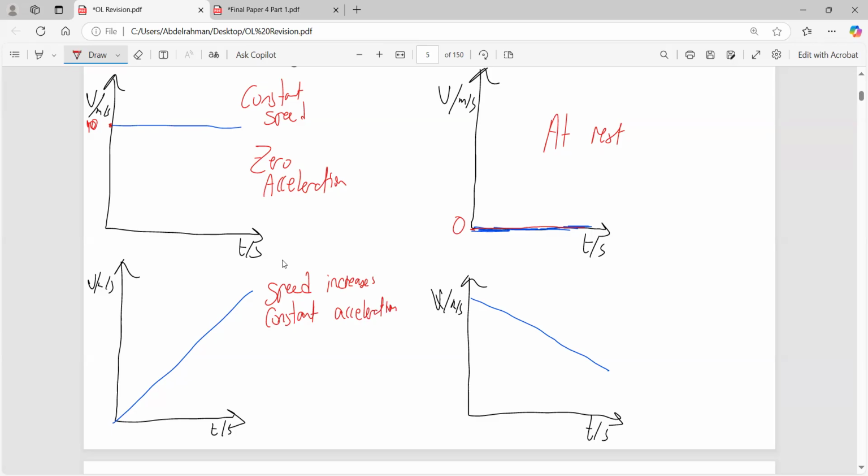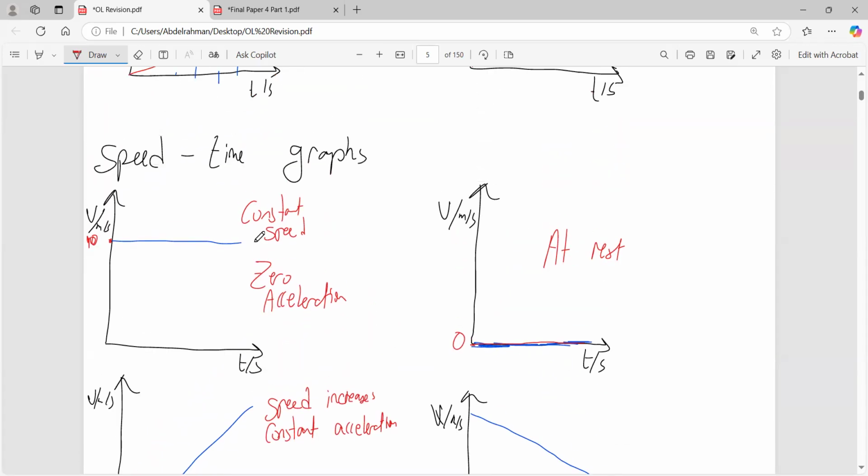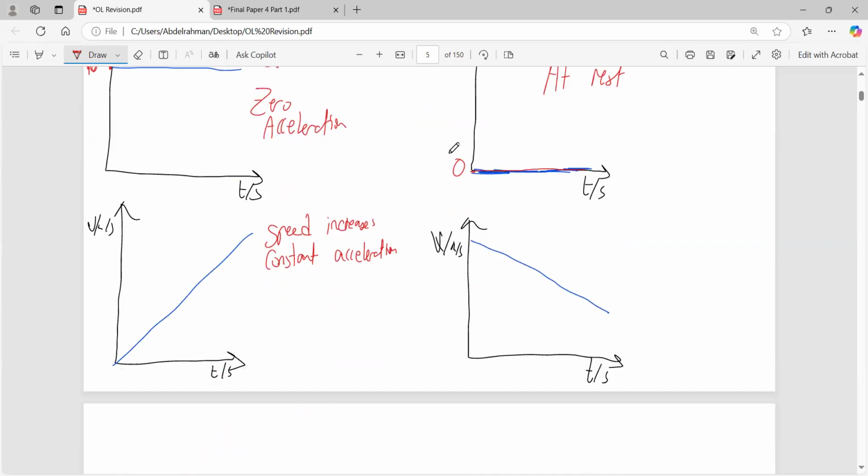Whenever you have a speed time graph, you have to talk about two things. You have to talk about the speed, what's happening to the speed, and you must talk about the acceleration, what's happening to the acceleration. So I have a speed time graph, I'll talk about two things. First, what's happening to speed or velocity, and then what is happening to the acceleration. So for this case the speed is increasing with a constant acceleration.